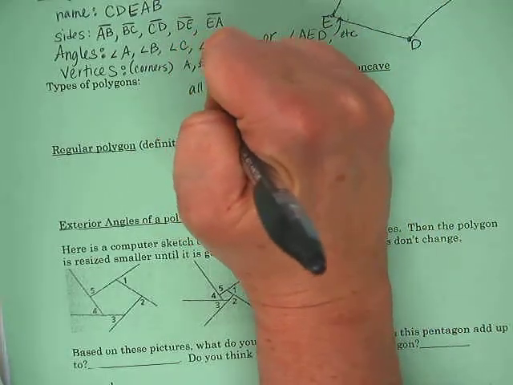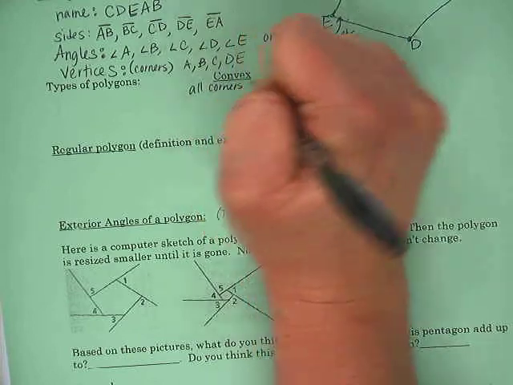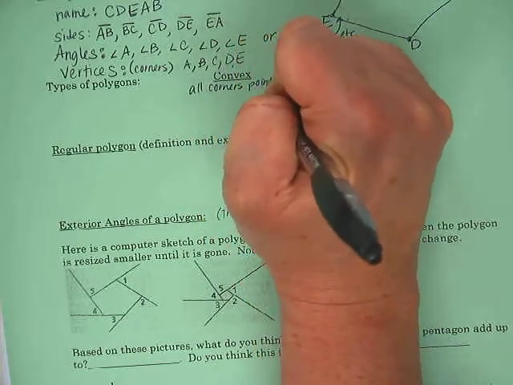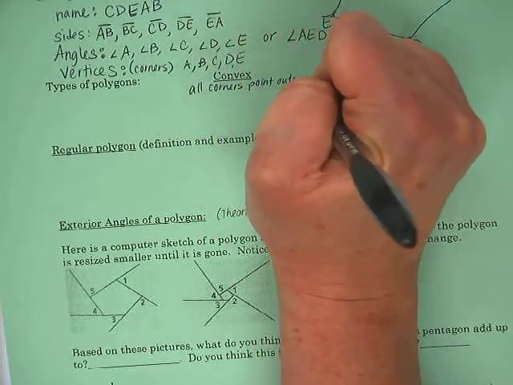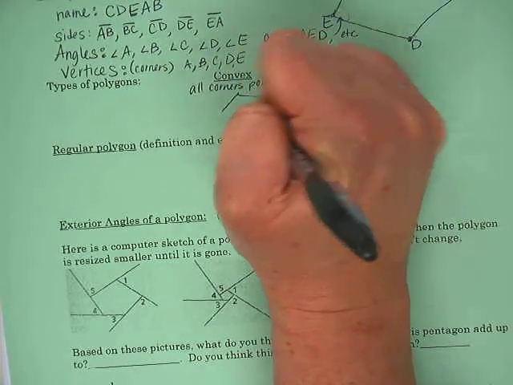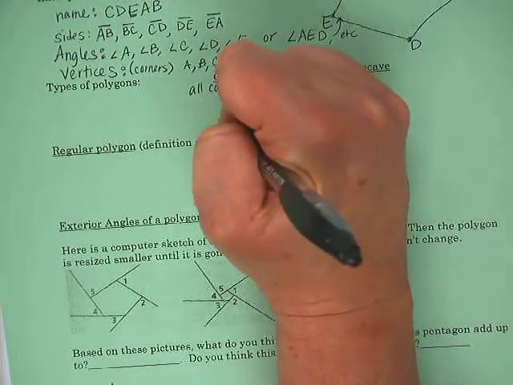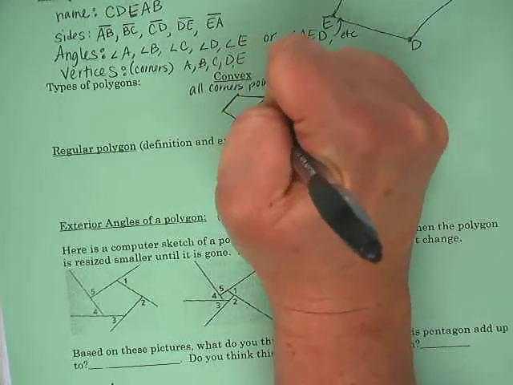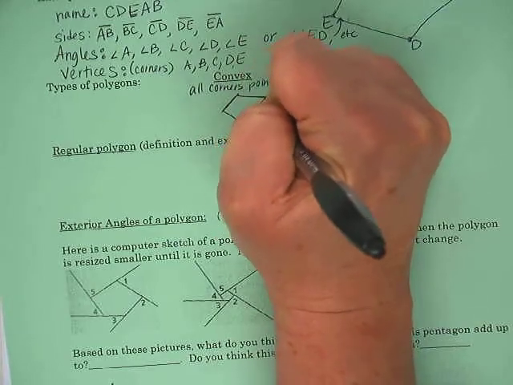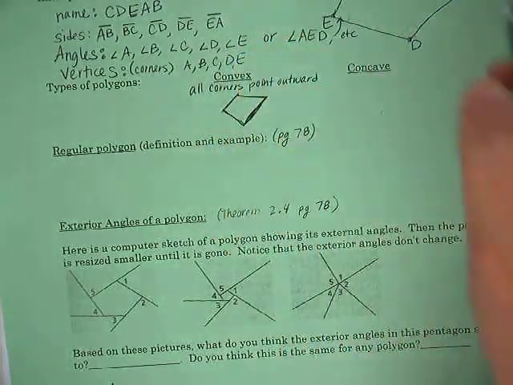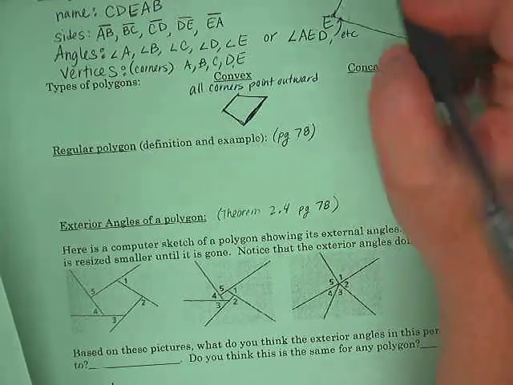Convex, all corners point outward. So, quick example of everything pointing outward. The sides should be straight. That was not great. Okay, there we go.